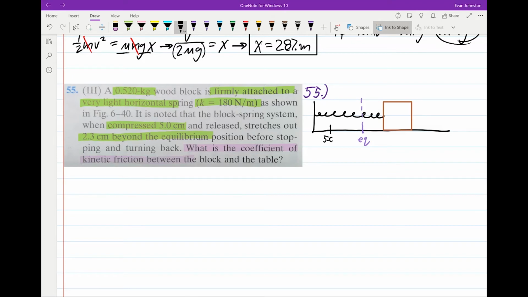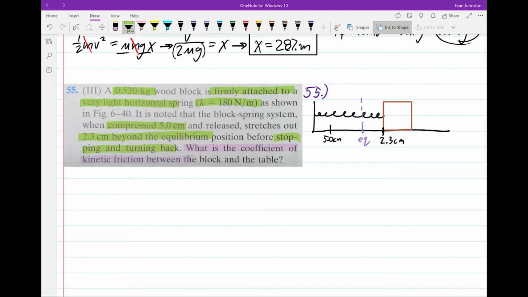And let's say that it was kind of squished back 5 centimeters. So I'm putting a 5 centimeters here. That really means that from equilibrium to here is 5. And unfortunately, though, it only stretches out to 2.3 centimeters. So really, I'm saying 2.3 because the difference from here to here is the 2.3. And here it stops, they tell us. It stops before turning back. It stops and turns back.